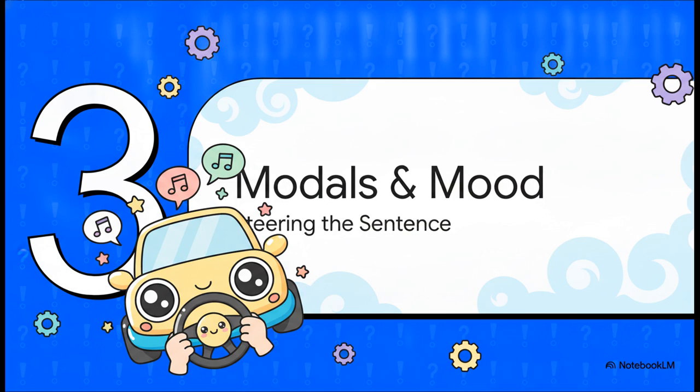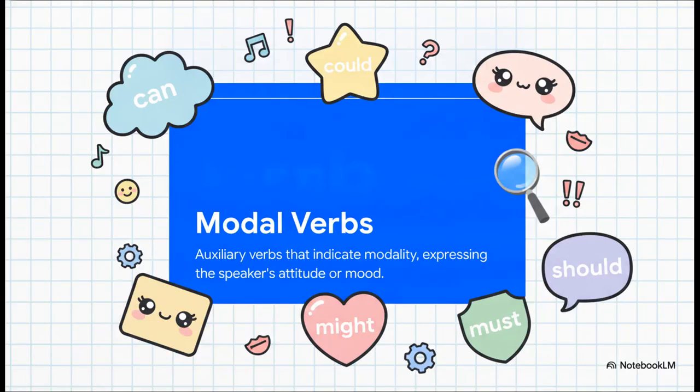Next up, section 3, setting mood with modals. This is where we grab the literal steering wheel of the sentence engine. Modal verbs are a highly specialized type of helping verb. We're talking about words like can, could, might, must, and should. They indicate modality, which basically means they express the speaker's attitude or mood toward the action taking place.